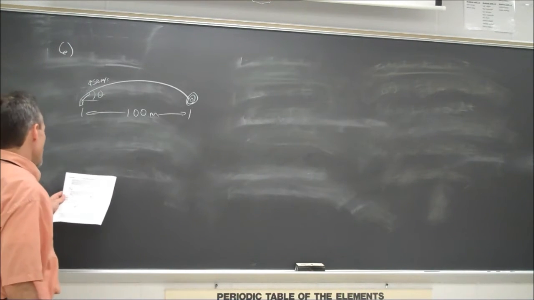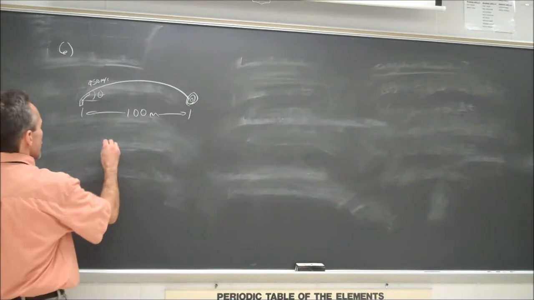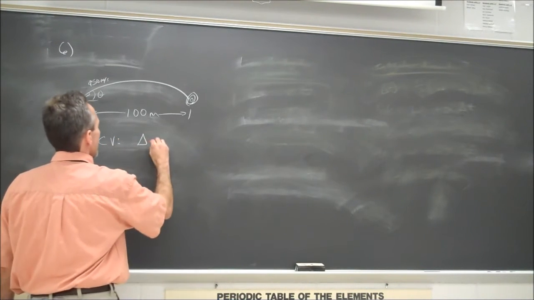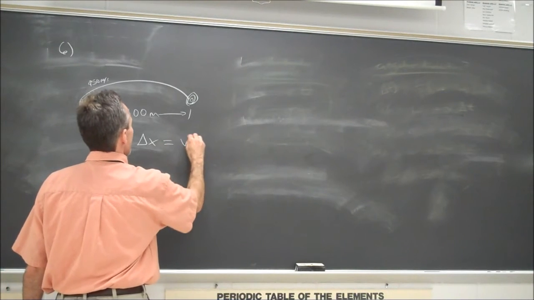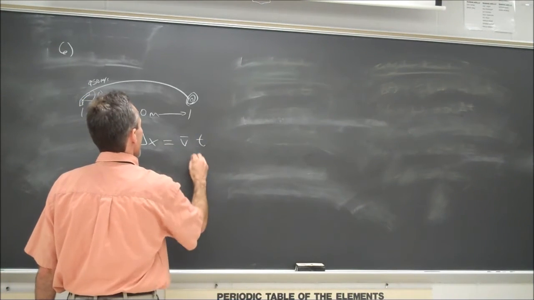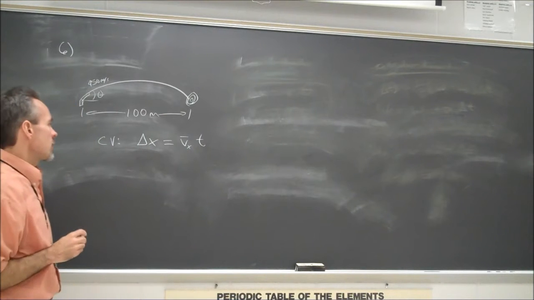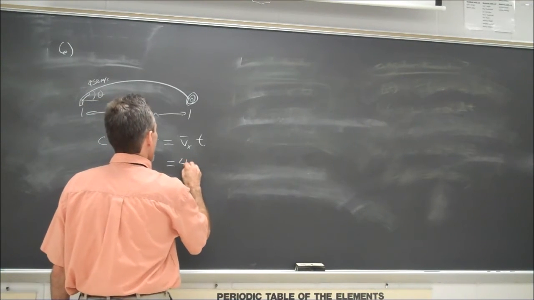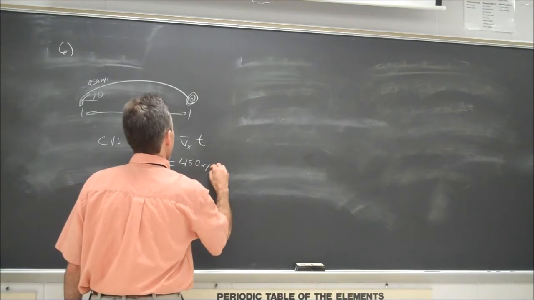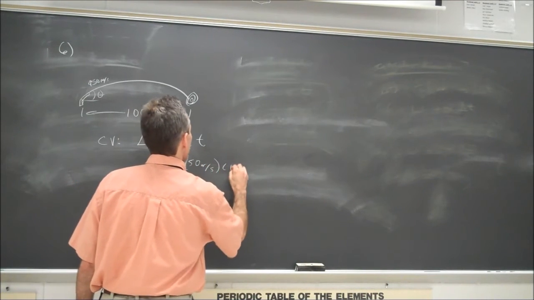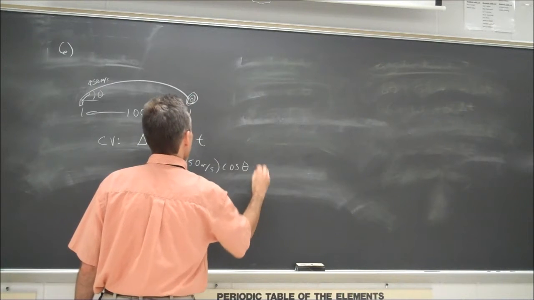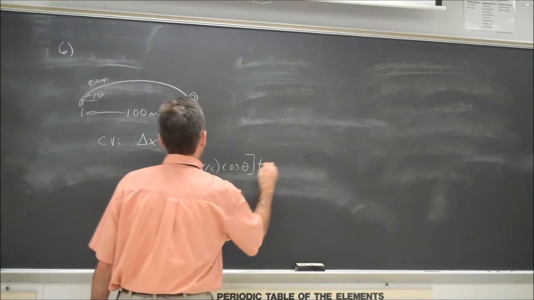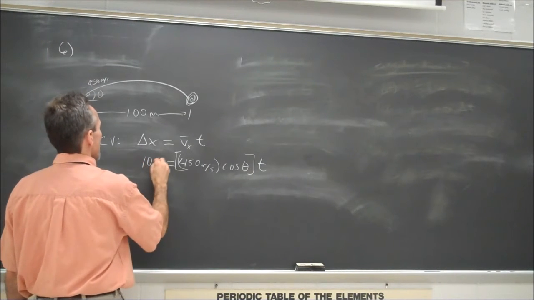Okay, so I know that horizontally it's constant velocity motion, and that would be given by v bar t. And that v bar we're talking about is in the x direction. And so that's going to be 450 meters per second times the cosine of some angle theta. And then times time is going to be equal to that displacement of 100 meters.